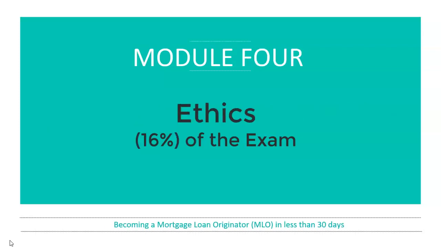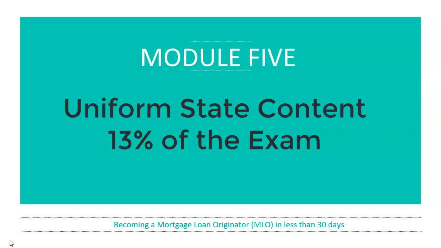Module 4 is ethics, 16% of the exam. And Module 5 is uniform state content. Now let me tell you about this part. This section of the exam is the reason why you don't have to take a separate exam in every state. Now there's only one exam for all states. One exam.